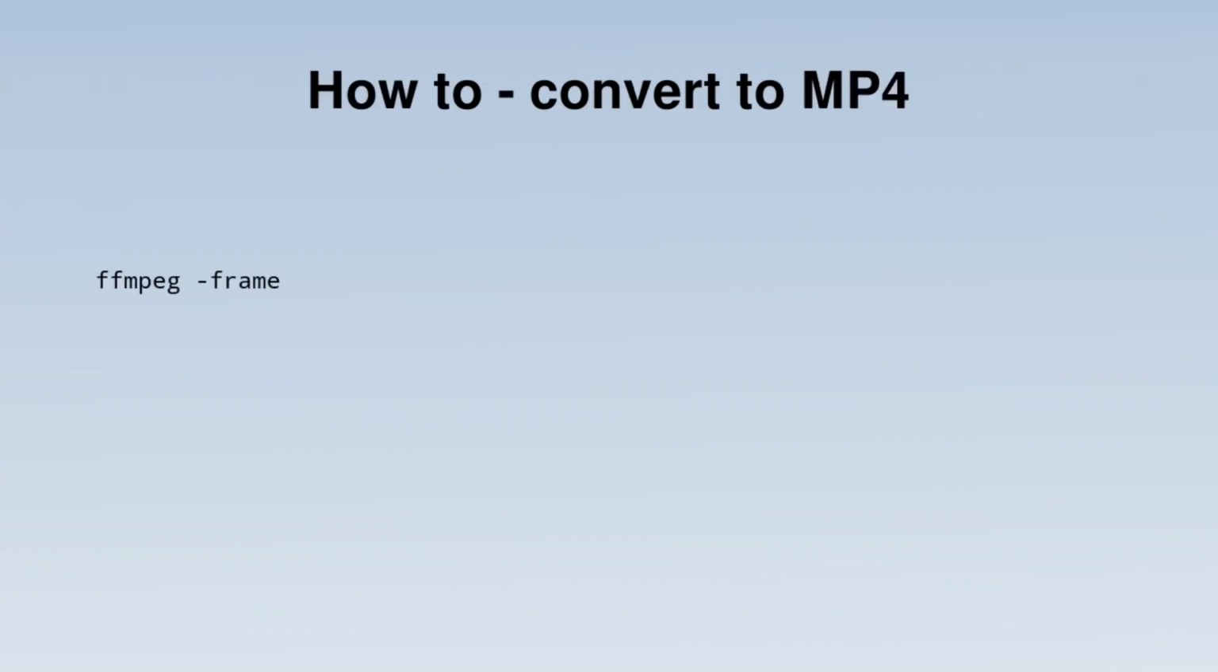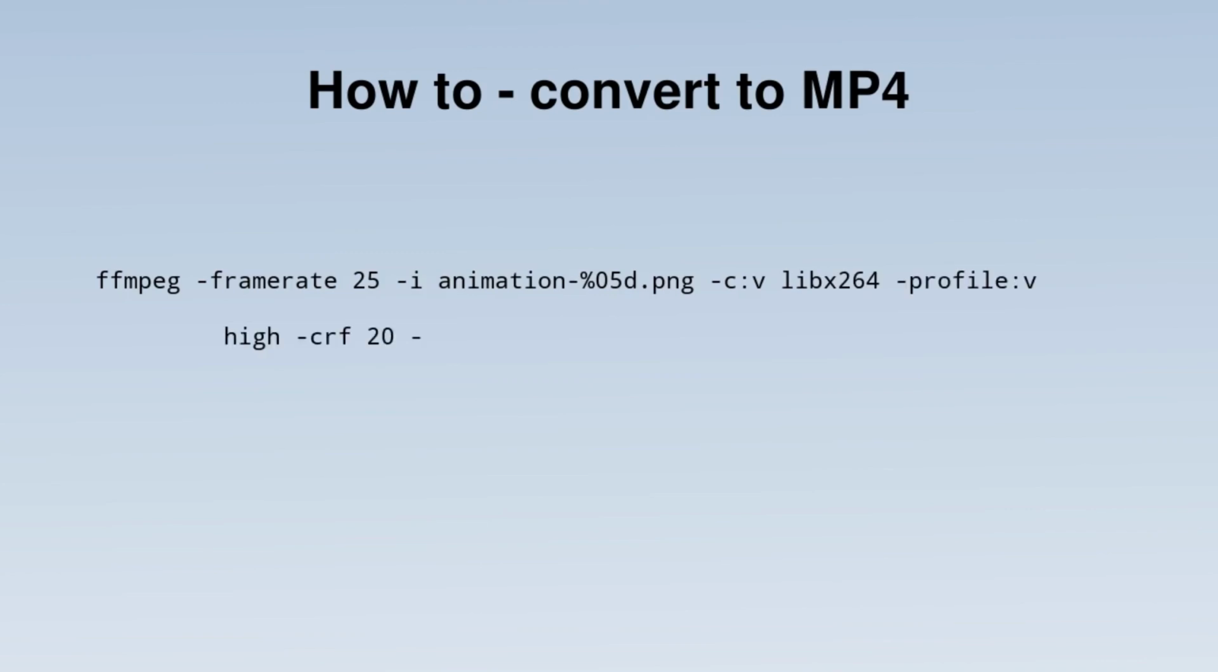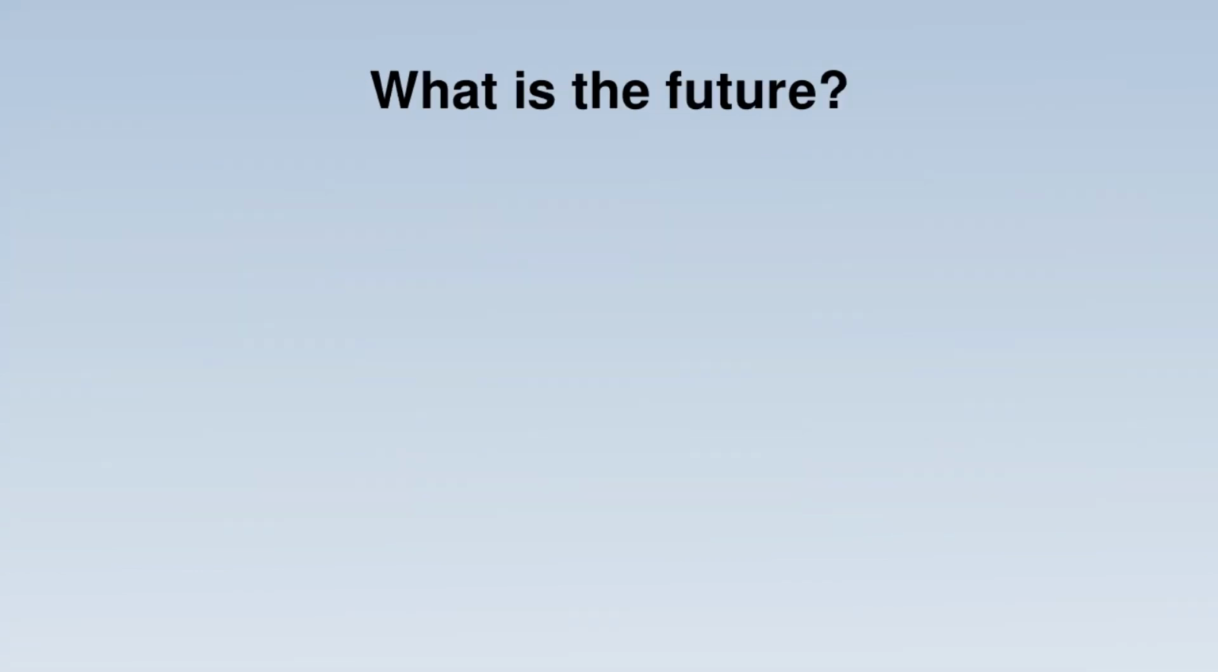Once the image files have been created, you can use the following command to convert that into an MP4 video. This uses the ffmpeg multimedia tool. It combines the images into a video, and the details of this command are included in the README file for the PGZ animation library. So what's the future?